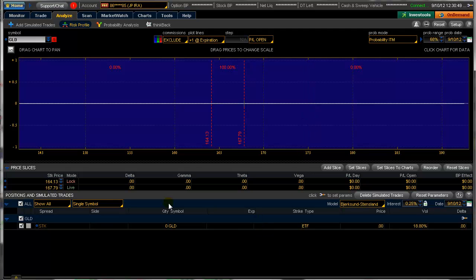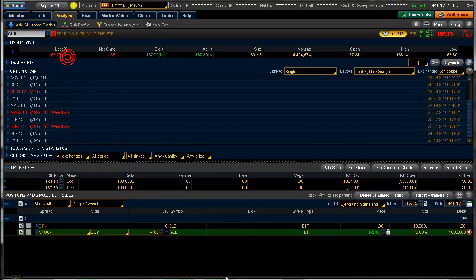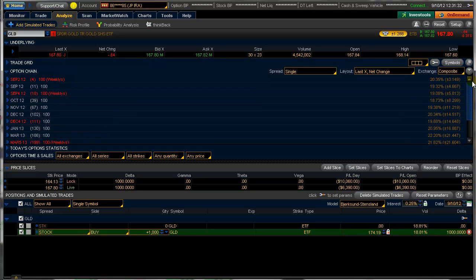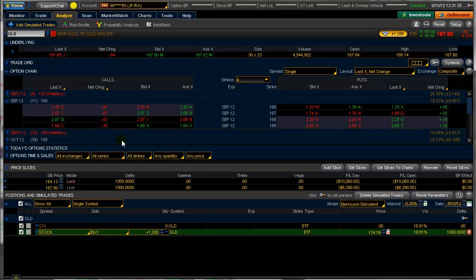All right, so he had 1,000 shares of GLD. So let's go ahead and buy 1,000. And he paid $174.19 for them. He must have had them for a while. That's my bet, although he didn't say what date he bought any of these, but my guess is he had it for a while. And it looks like what he did was write 10 covered calls against it. And those are September's expiration, normal September expiration.